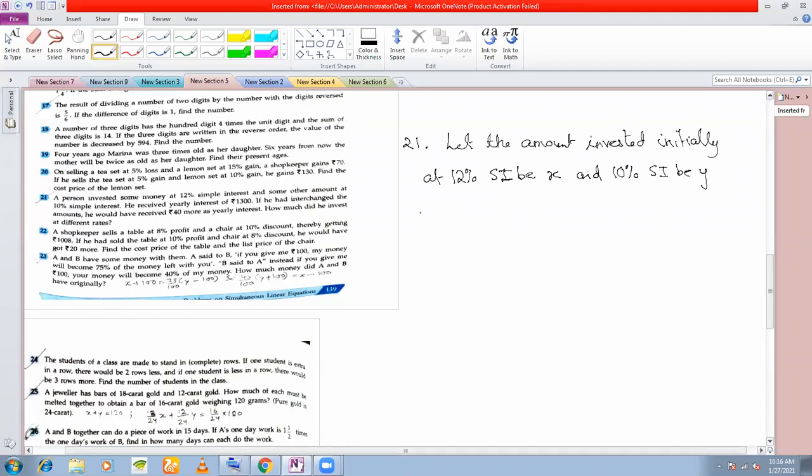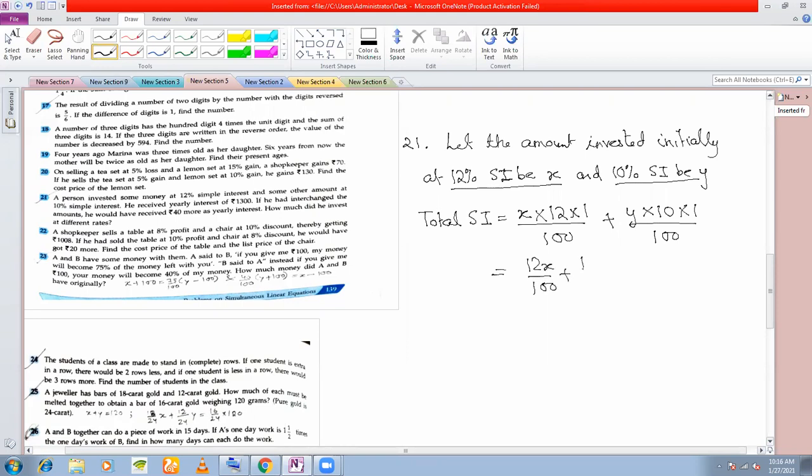So what is the total interest? Total SI. What is the first SI on 12% from this investment? How much is he getting? And obviously it is for 1 year. So P, this is your x, into R, rate is 12, into T, T is for 1 year, divided by 100, plus the interest on this. P, this time the principal is y, into R, rate is 10, and he is investing for 1 year. This is the total interest. So this should be 12x by 100 plus 10y by 100.